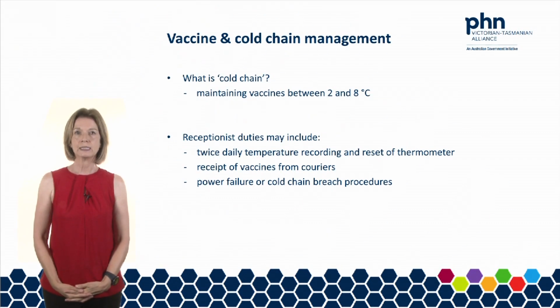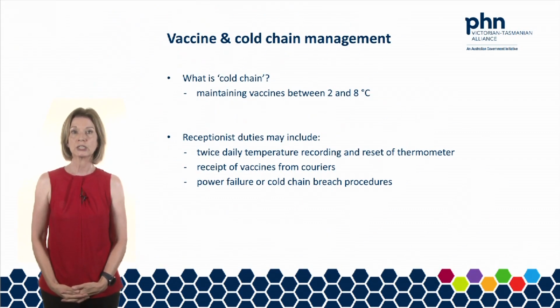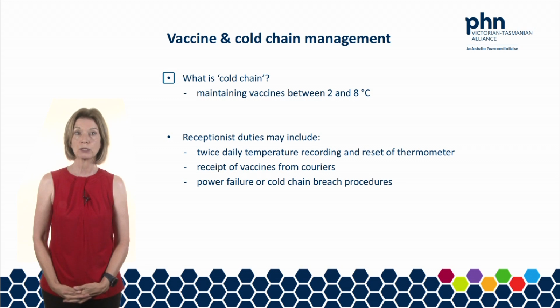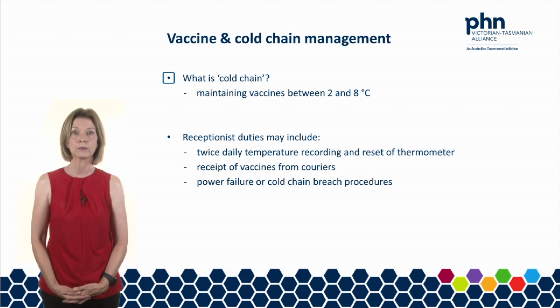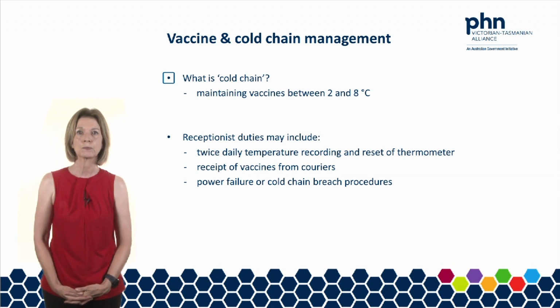In order for vaccines to be effective and to provide protection against disease, they need to be stored between 2 and 8 degrees Celsius. This includes during transport to the practice and during storage at the practice. Maintaining vaccines between 2 and 8 degrees Celsius is referred to as cold chain. A member of the practice's clinical team will be responsible for vaccine and cold chain management in the practice, and you must know who this person is.